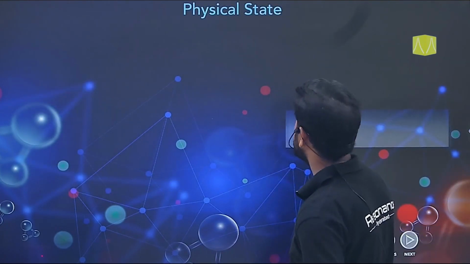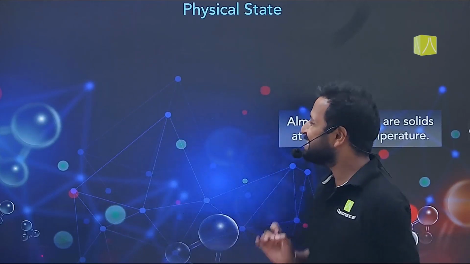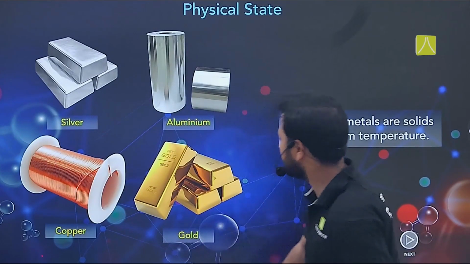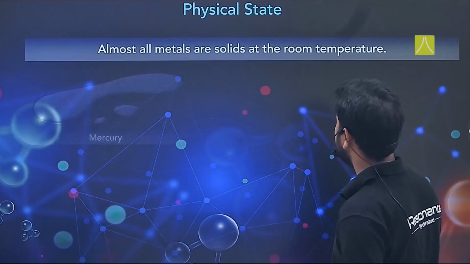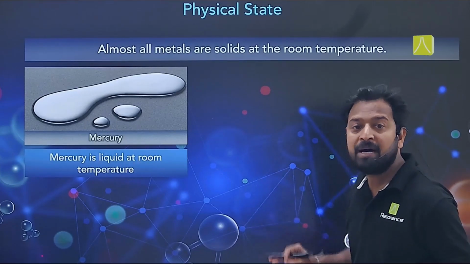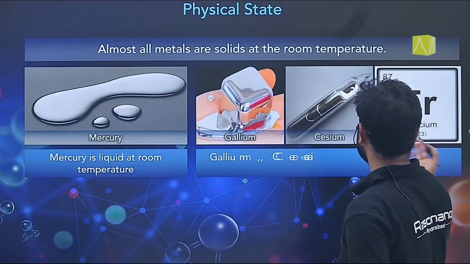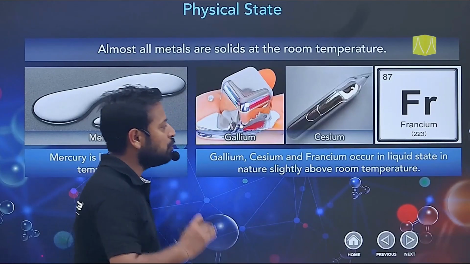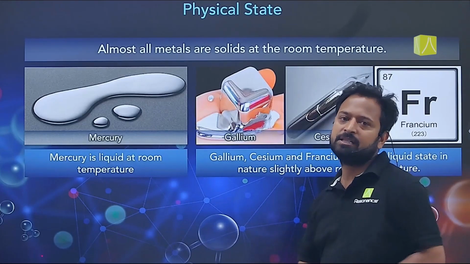Moving ahead, the second property, physical state. Almost all metals are solid at room temperature. So all metals are generally solid at room temperature. You can see these are all solid. But mercury is liquid at room temperature, and this is very important. Gallium, cesium, francium are also liquid slightly above room temperature. So these exist in the liquid state, but generally metals are in the solid state.